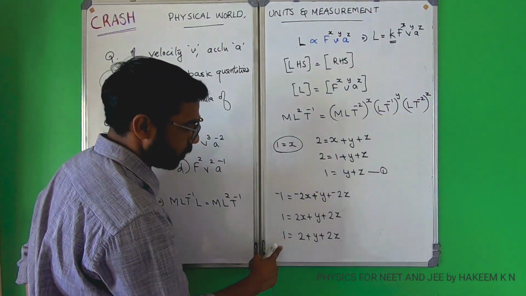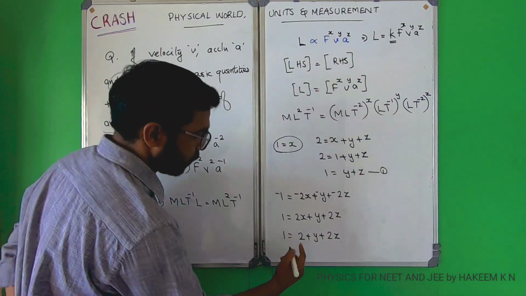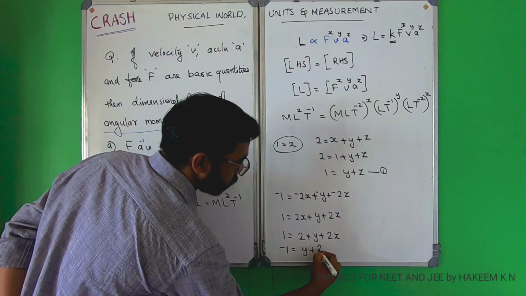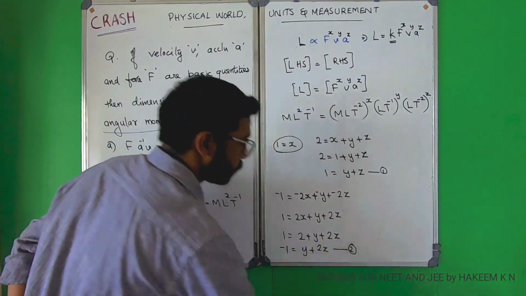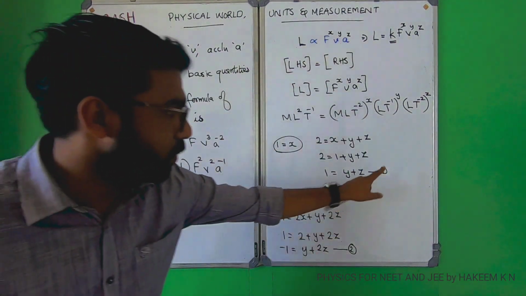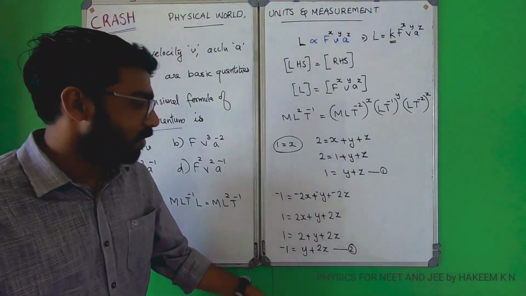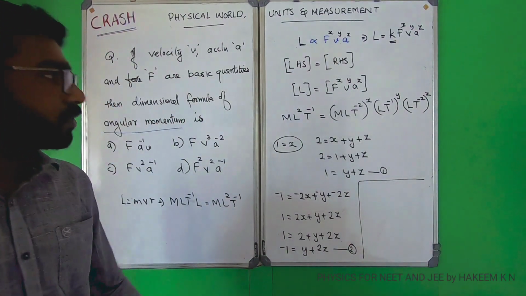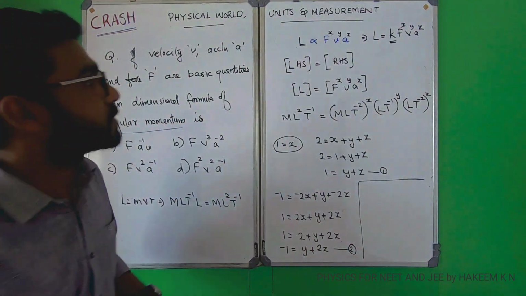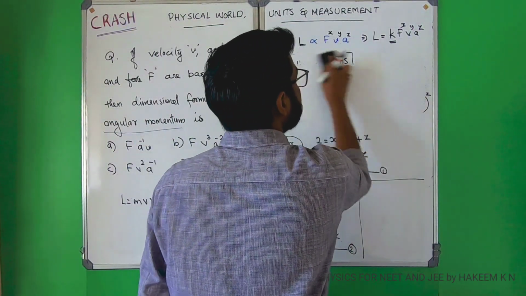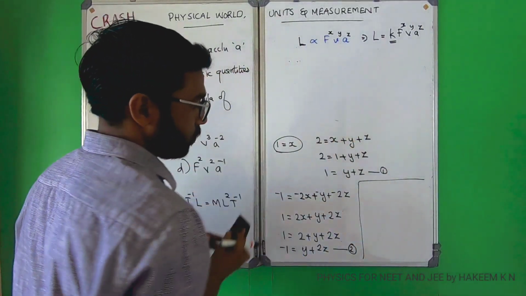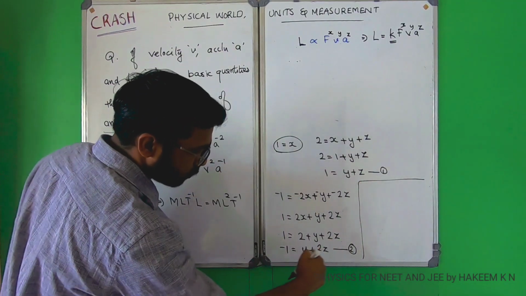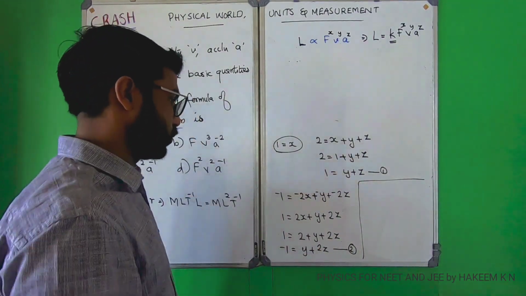Okay, 2 will come here, then we will get minus 1 equal to y plus 2z. Equation number 2. By solving 1 and 2, we will get z and y. How to solve 1 and 2? Equation number 1 is 1 equal to y plus z. Equation number 2 is minus 1 equal to y plus 2z.